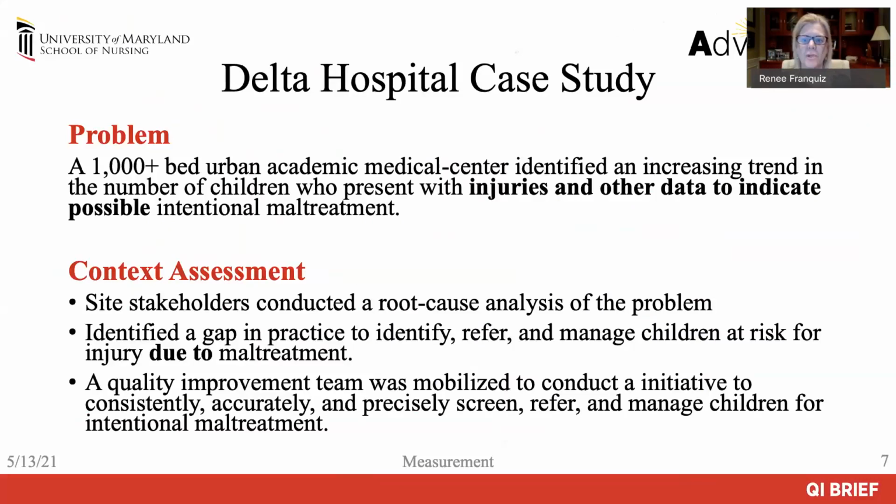A team at Delta Hospital conducted a root cause analysis of the setting using a fishbone diagram to determine all of the possible causes of the problem. They noted a gap in their assessment practices to identify, refer, and manage children at risk for injury due to maltreatment. In order to improve the quality of care and patient outcomes, a team was mobilized at Delta Hospital to conduct an evidence review and initiate solutions to accurately and precisely screen, refer, and manage children for intentional maltreatment.